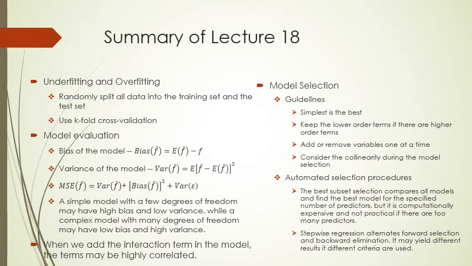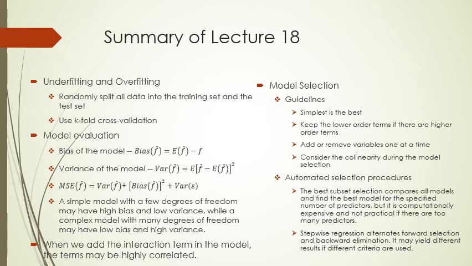In summary, we learned some important model selection ideas. When the model is not good enough, we may have an underfitted model. Similarly, when we mistakenly attribute part of the noise to the model, we may have overfitting. In practice, we usually randomly split all data into two sets, the training set and the test set. We develop the model based on the training data and only check the model performance based on the test data. Also, we may use k-fold cross-validation.